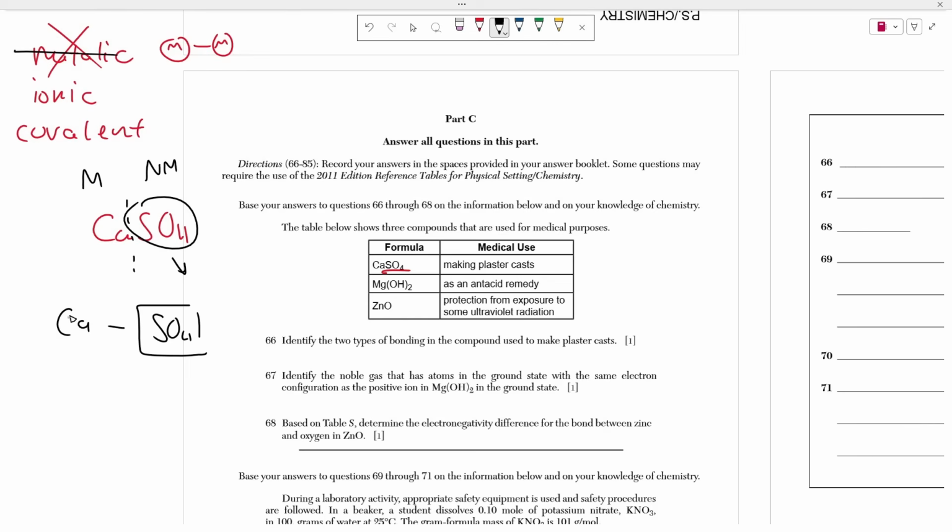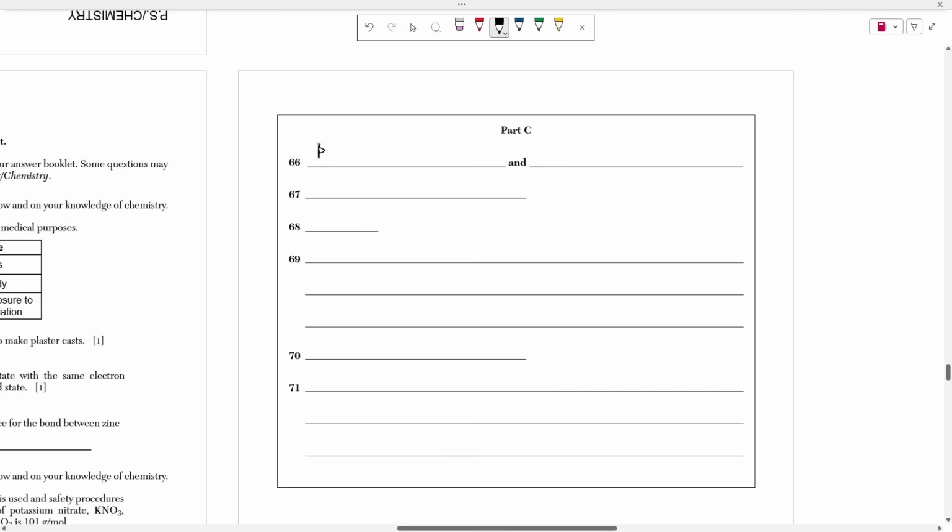So what's happening? Well, this attraction between a metal and a nonmetal is an ionic bond. And then if we look at this unit, well, what's happening between this sulfur and this oxygen? Well, a covalent bond is forming between these two nonmetals, okay? So the correct answer for 66 has to be an ionic and a covalent bond. Those are the two types of bonding.